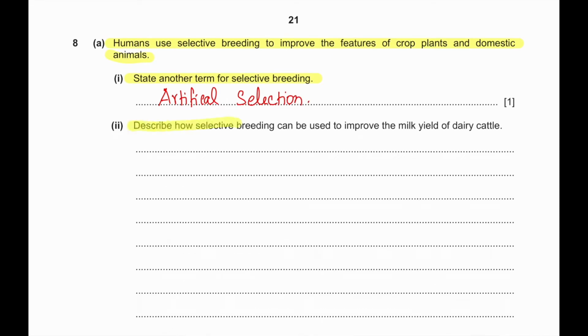Describe how selective breeding can be used to improve the milk yield of dairy cattle. Humans choose a female cow with high milk yield and cross her with a male cow whose mother or grandmother has high milk yield. Offspring with high milk yield are then chosen, and the process is repeated for several generations to increase the allele frequency for high milk yield over time.